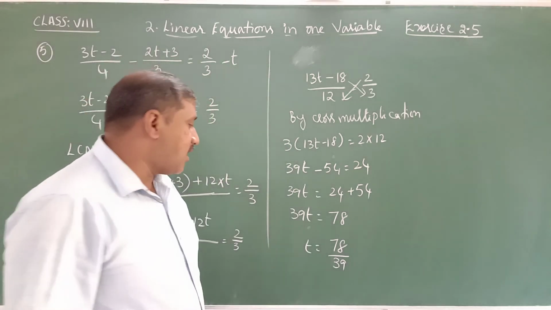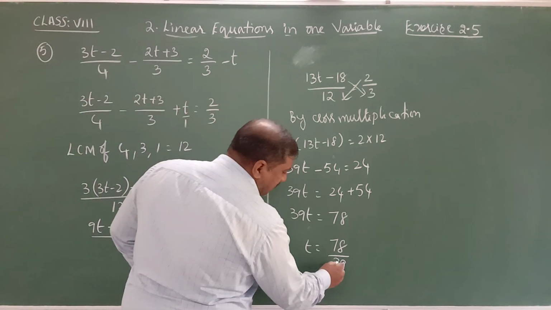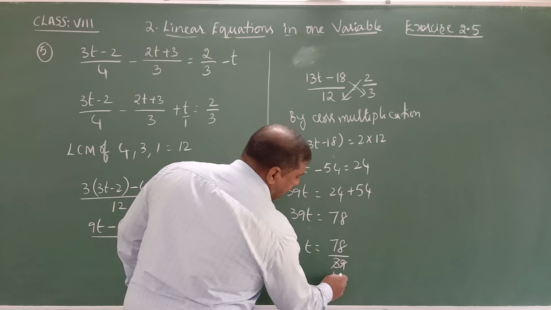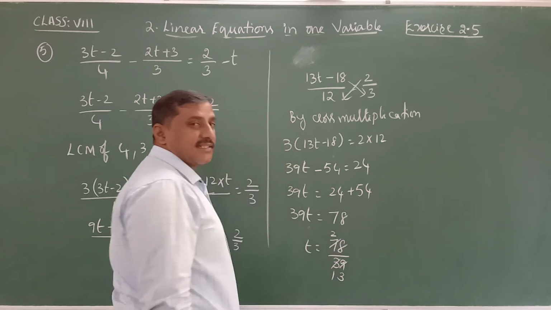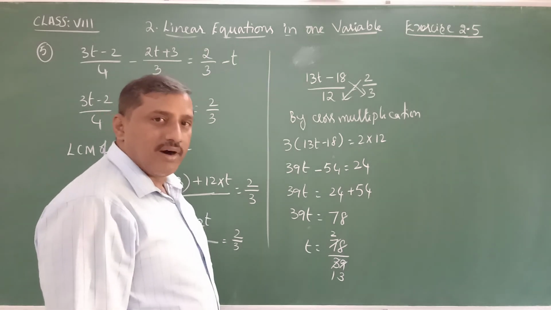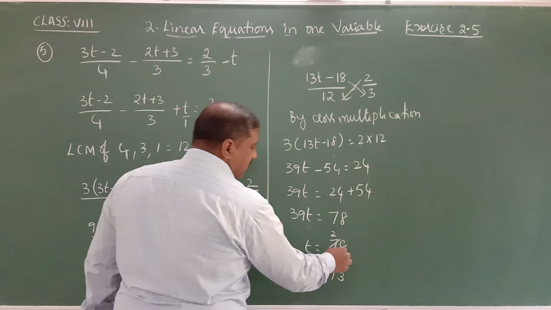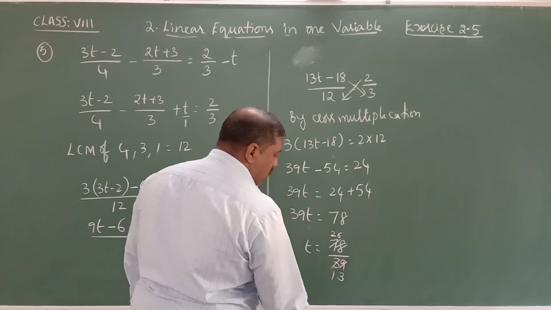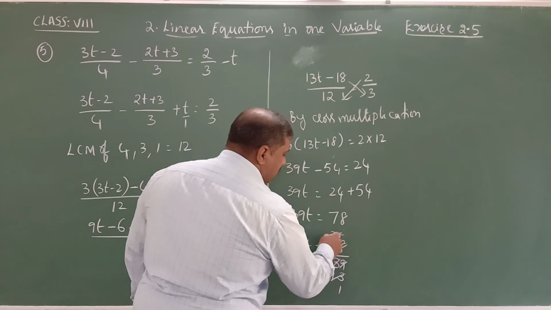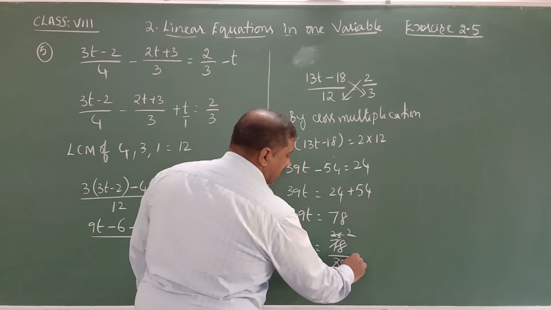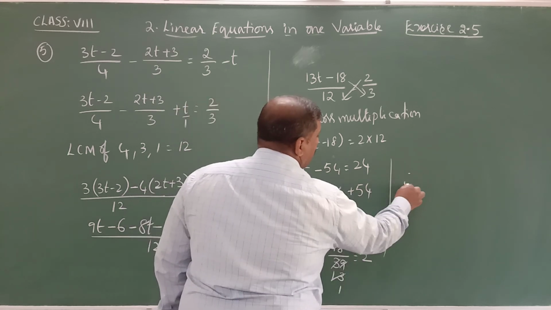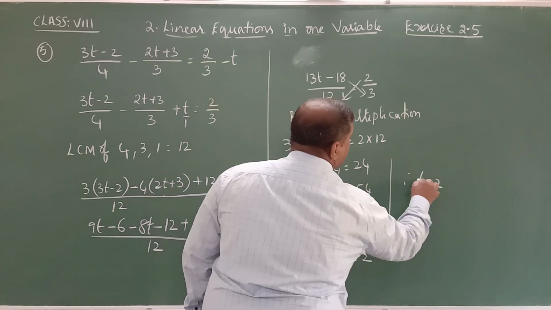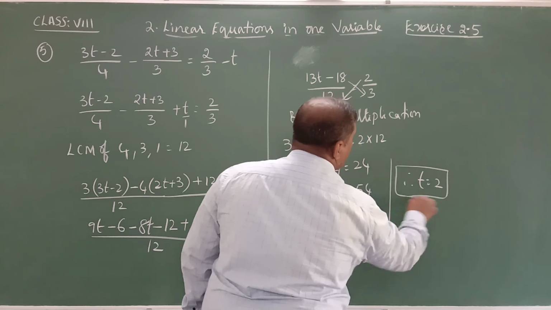Both are multiples of 3. Divide by 3. 3 1s are 3, 3 3s are 9, 3 2s are 6. 7 minus 6 is 1, and bring down 8. 18, 3 6s are 18. Now 13 1s are 13, 13 2s are 26. So 2 by 1 means 2. Therefore, t is equal to 2. Therefore, what is the solution of this equation? It is 2.